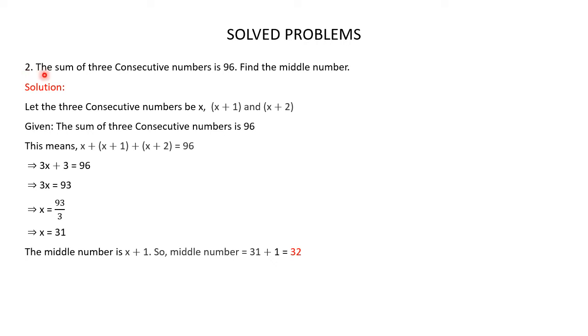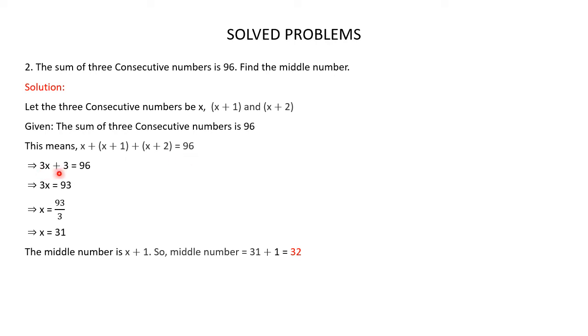Question number 2. The sum of three consecutive numbers is 96. Find the middle number. You know that consecutive numbers can be written as x, x plus 1, x plus 2, x plus 3, x plus 4, and so on. Here you need only three consecutive numbers. So let's assume that the three consecutive numbers are x, x plus 1, and x plus 2. It's given that the sum of three consecutive numbers is 96. This means x plus x plus 1 plus x plus 2 is equal to 96.